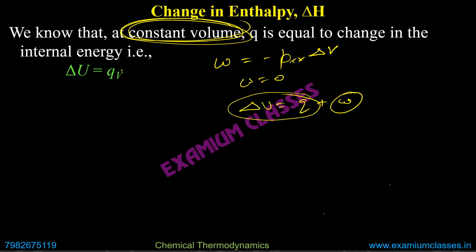But here we write V just to indicate that it will be equal to Q only if we have volume as constant. So writing QV indicates that it is at constant volume. Otherwise, delta U will be equal to Q plus W.